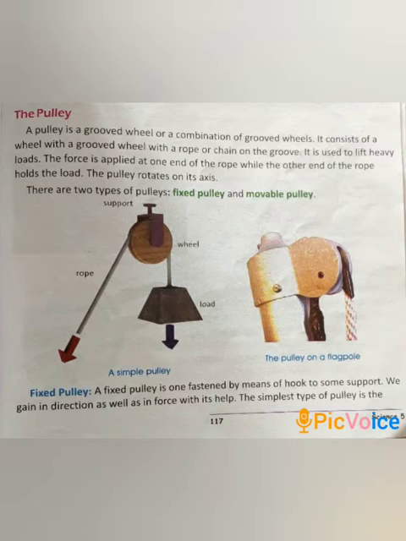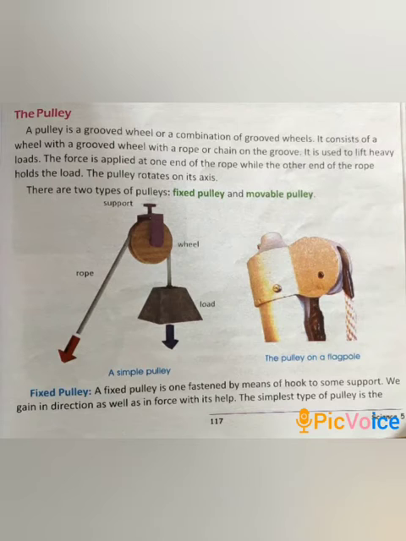The pulley. A pulley is a grooved wheel or a combination of grooved wheels. It consists of a wheel with a groove and a rope or chain on the groove. It is used to lift heavy loads. The force is applied at one end of the rope while the other end of the rope holds the load. The pulley rotates on its axis.